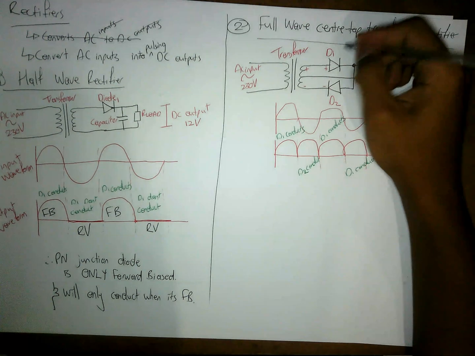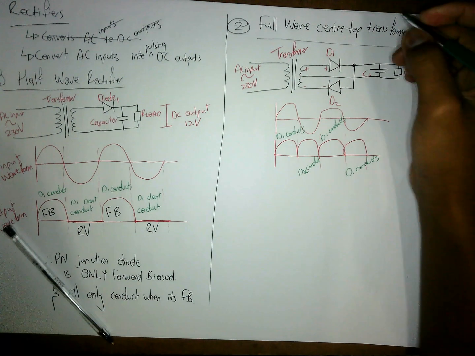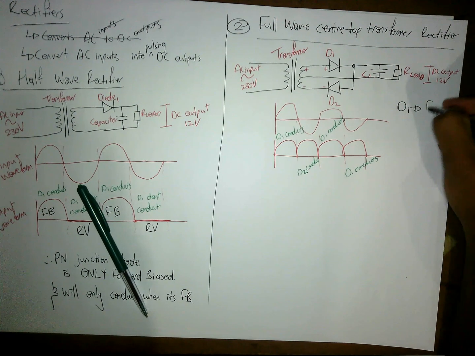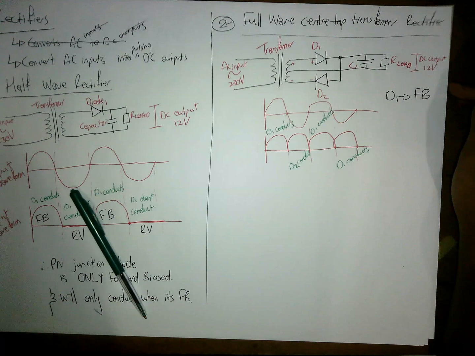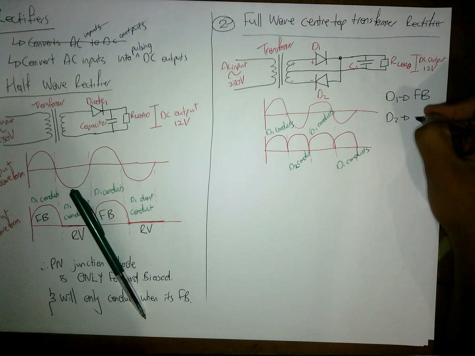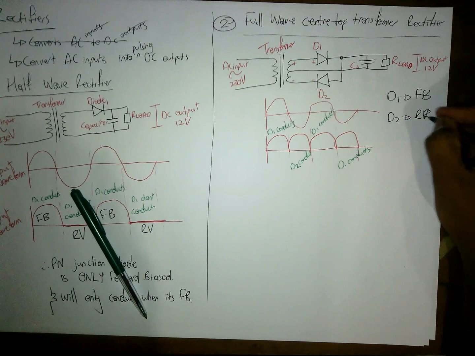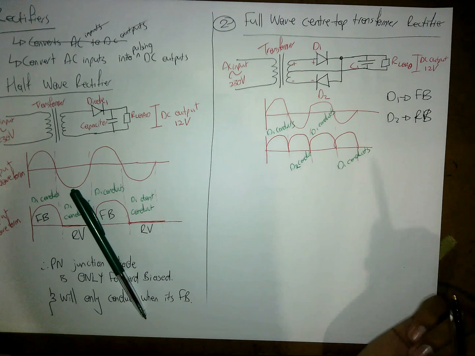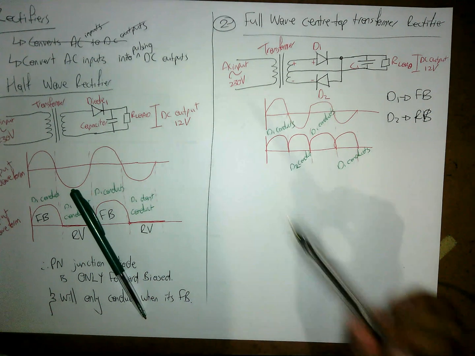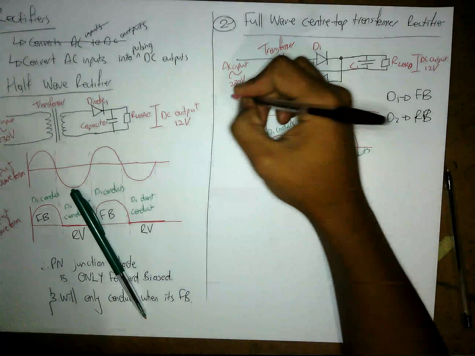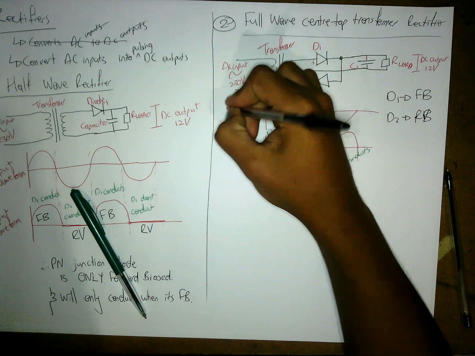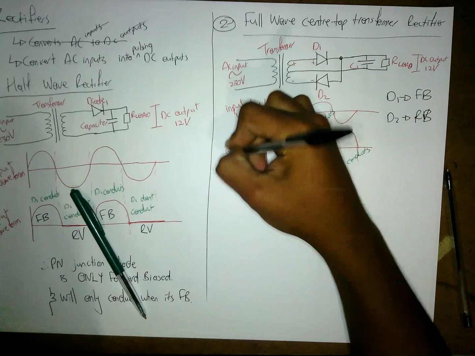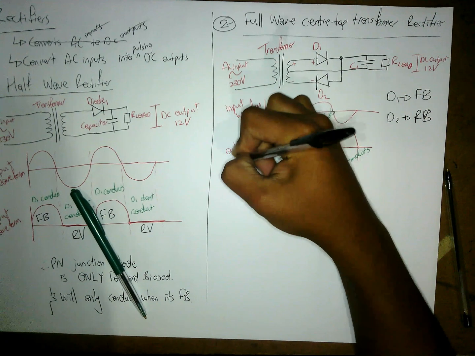So D1 is forward bias, D2 is reverse bias. When the wave is in the positive, D1 will conduct. When it's in the negative, D2 will conduct. This is the input waveform, and this is our output waveform.